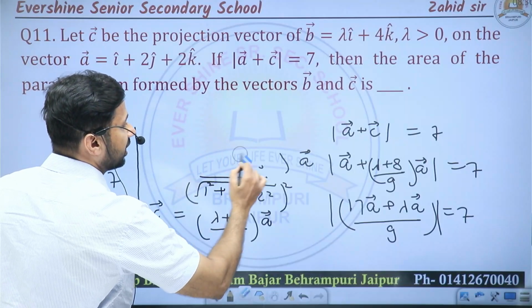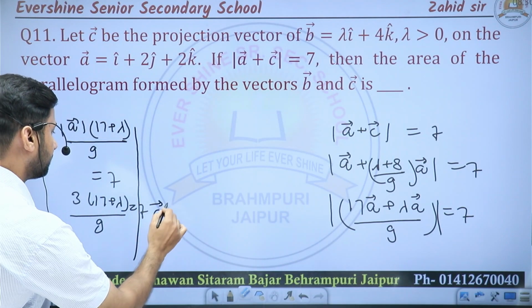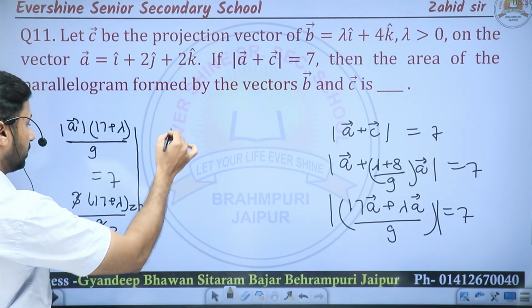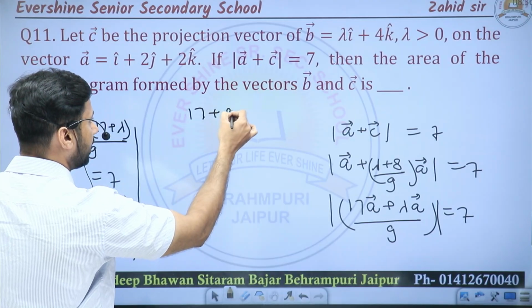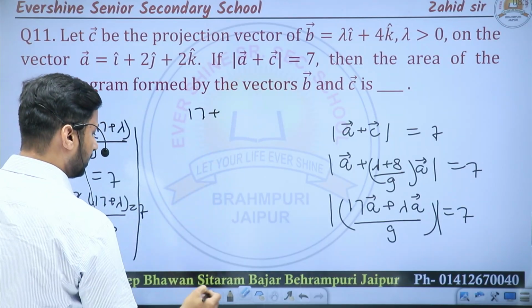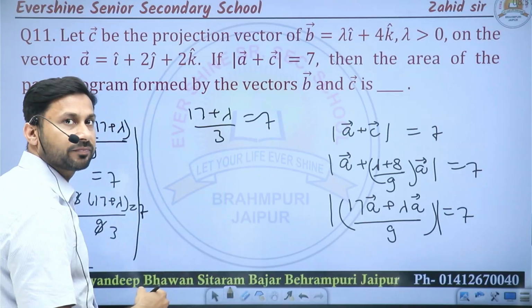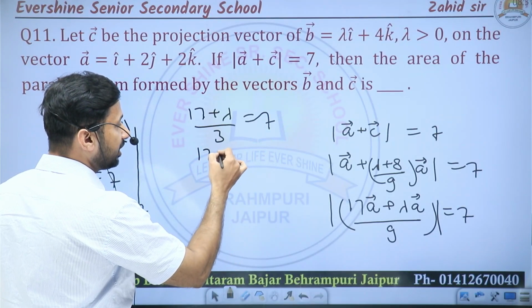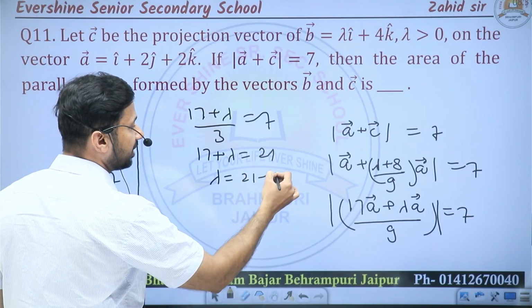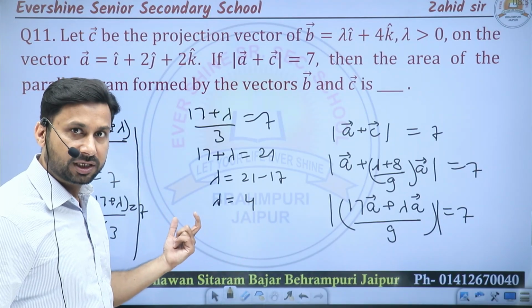Now next I have to find the value of lambda. I can simplify it. I can cancel it, 3 3s are 9. So I'll be getting 17 plus lambda upon 3 equal to 7. Now I can do the cross multiplication: 17 plus lambda equal to 21. So lambda will be equal to 21 minus 17. So lambda is 4. I got the value of lambda now.